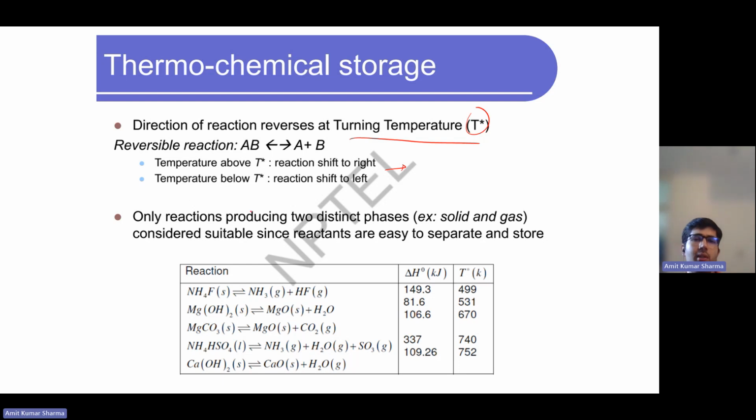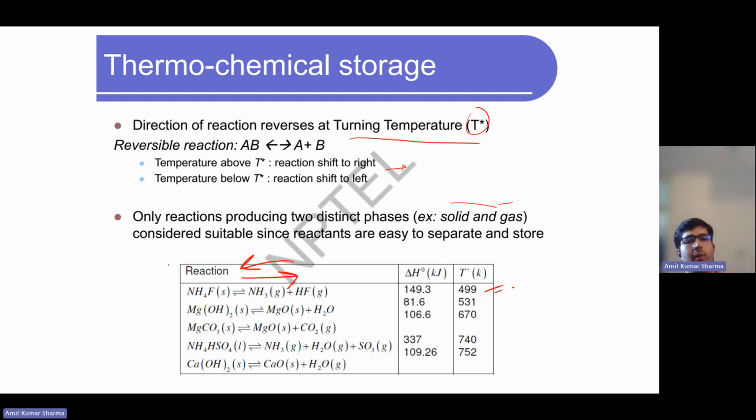Only reactions producing two distinct phases, for example solid or gases, are considered suitable, since reactants are easy to separate and store. Like NH4F, it's solid, NH3 again gas, and HF gas. The T star temperature is 499 Kelvin. If the temperature is above T star, the reaction will go in the forward direction. If temperature is below T star, the reaction will go in the backward direction. So NH3 plus HF will become NH4HF.